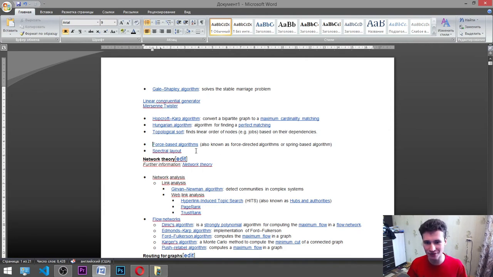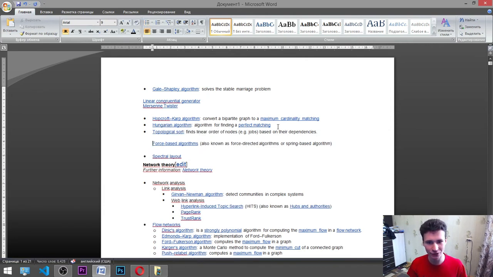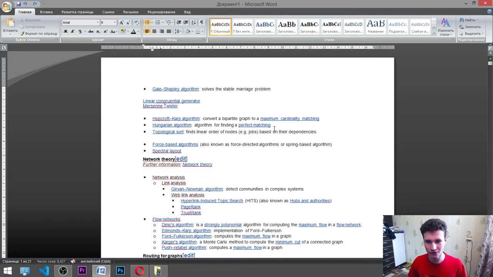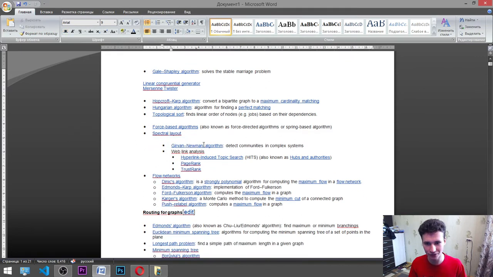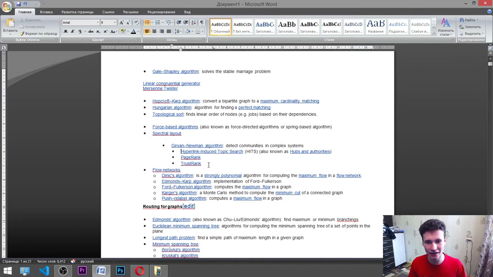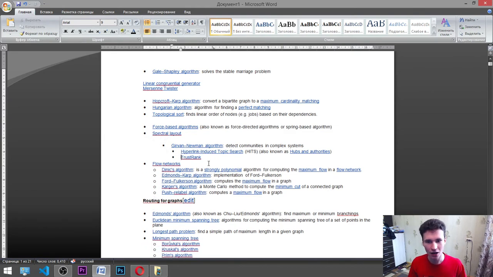Force-based algorithm, spectral layout. Okay, I don't know them, and we'll save them here. Network theory. Okay, network analysis, link analysis, Girvan-Newman algorithm, need to save. Web link analysis. Okay, and hyperlink. I know PageRank. Also TrustRank. I've heard about it, but need to learn about it more.